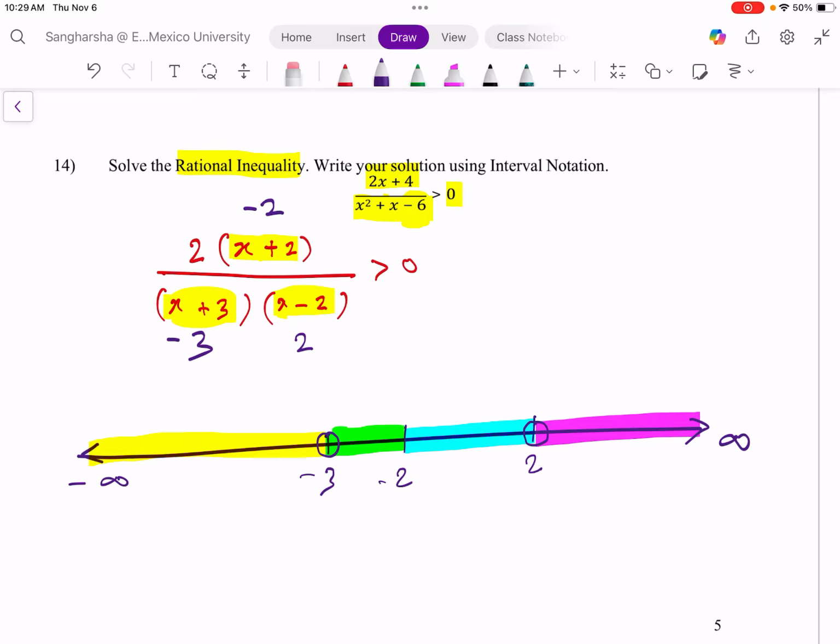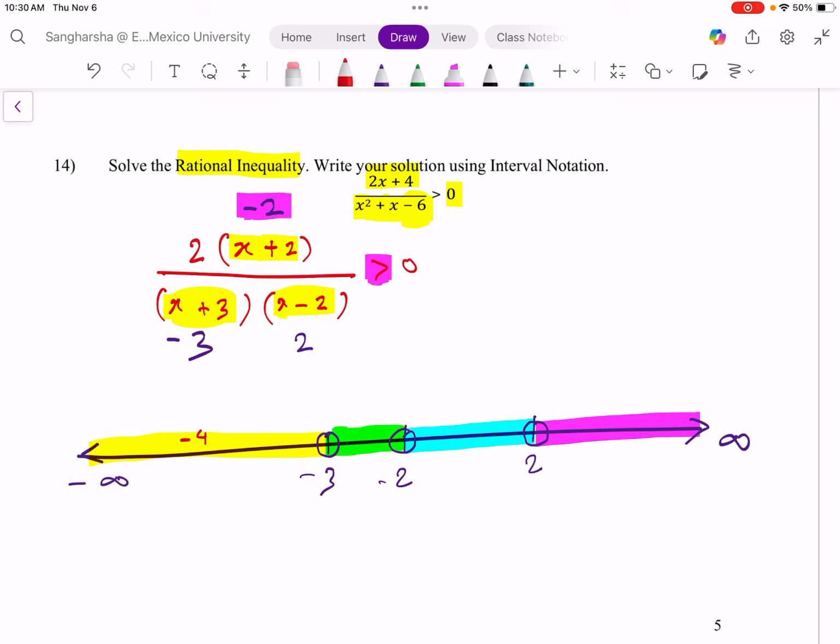Now what about negative 2? It depends on our inequality sign. There is no equals-to sign, which means this is not a solution. Now the next step, we take a number from each interval and test that number. Okay, so let's pick negative 4 from here. Is negative 4 a solution for our inequality?